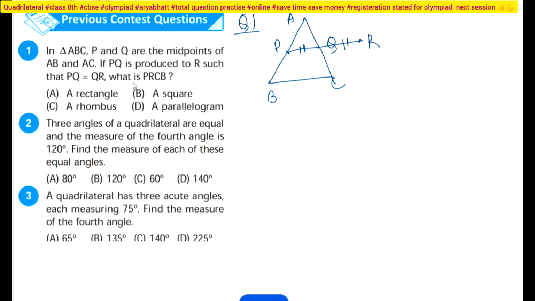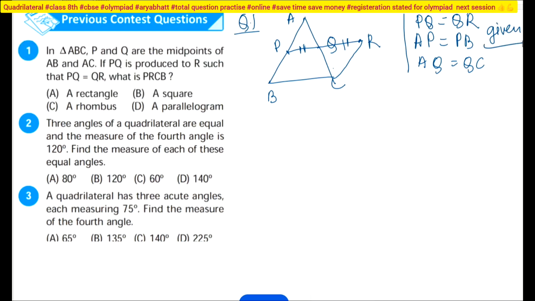Okay, what is PRCB? PRCB like this way. Okay, you got it better. What have they given? They have given that PQ is equal to QR, and AP is equal to PB. Also AQ is equal to QC. Right? These are the things they have already given in the question. Now you have to find out whether this PRCB is a parallelogram, square, rhombus, rectangle, whatever. Okay? So you have to find out first.